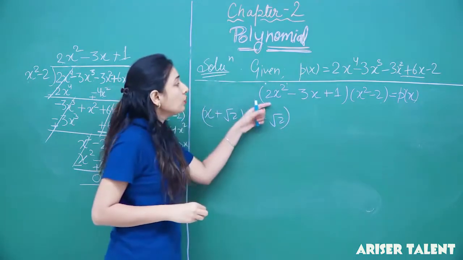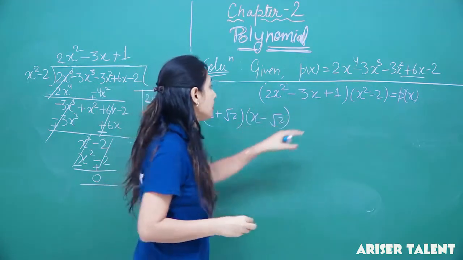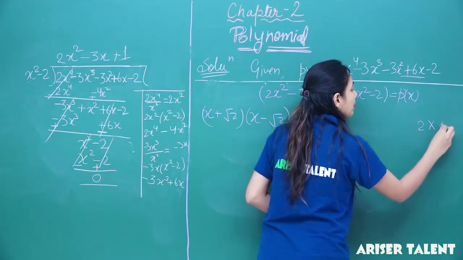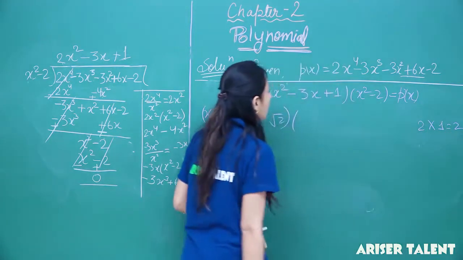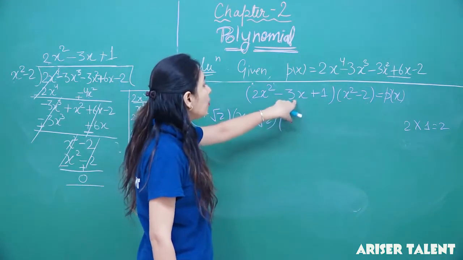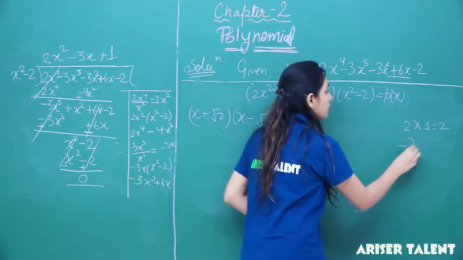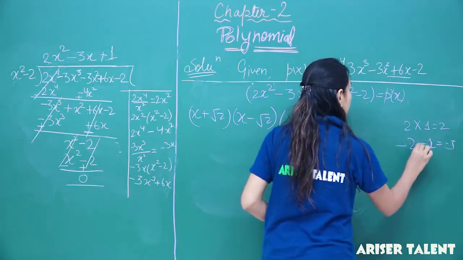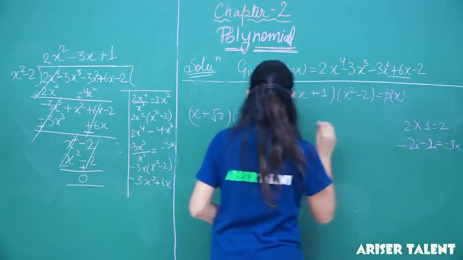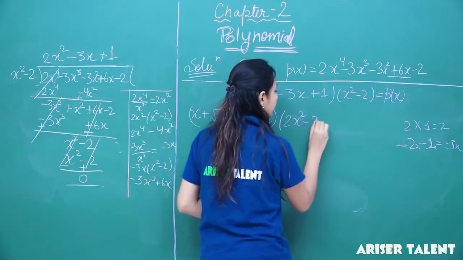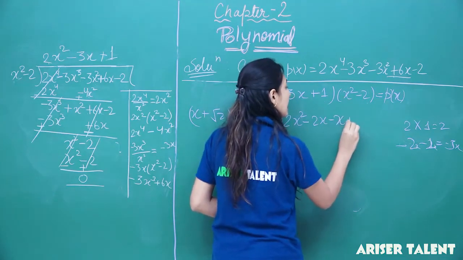Now, 2x square minus 3x plus 1 can be written as, this is 2 multiplied by 1 equals to 2. Now, how can you write minus 3x in the term of 2 and 1? Minus 2 minus 1. This is minus 3 of x. Okay. Write it, 2x square minus 2x minus x plus 1.